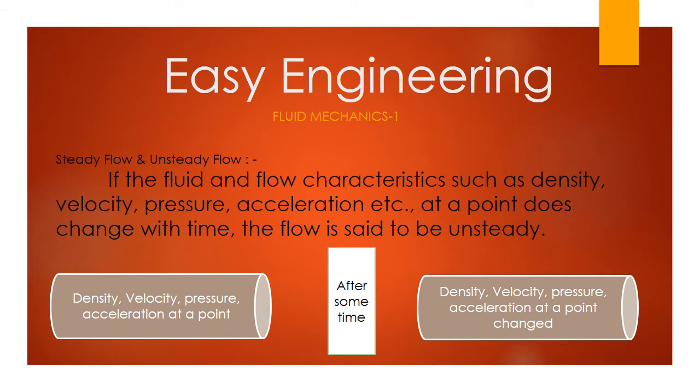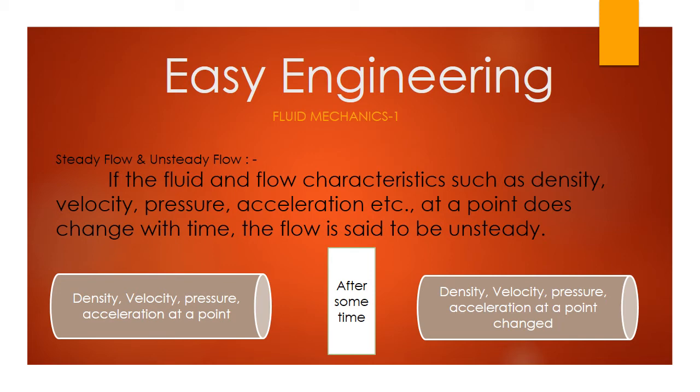Next, let us know what is unsteady flow. If the fluid and flow characteristics such as density, velocity, pressure, acceleration, etc. at a point do change with time, mark my point, do change with time, the flow is said to be unsteady flow. A very simple and straight definition: steady flow is a flow in which these four characteristics of fluid, density, velocity, pressure and acceleration, are not changing, and if these are changing, that is called unsteady flow.